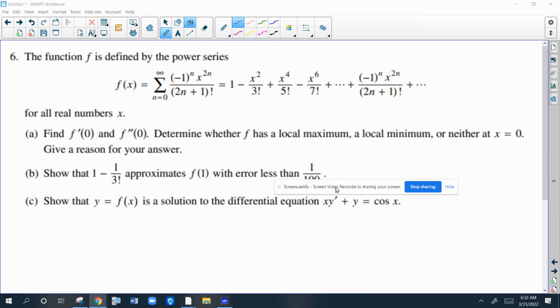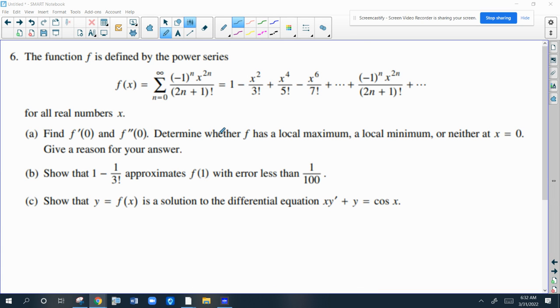Okay, here is a free response question involving this power series and some questions about it. We'll start with, I guess we should start with A. That sounds reasonable. A says find f prime of 0. So here's the function.